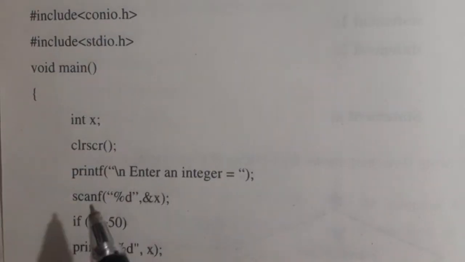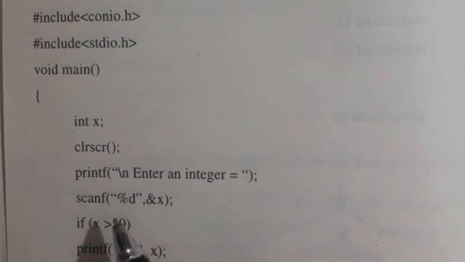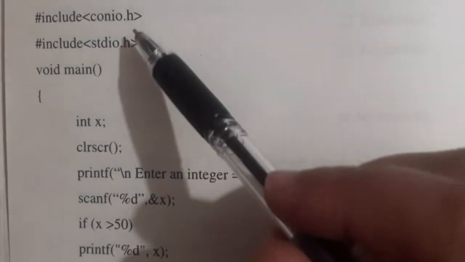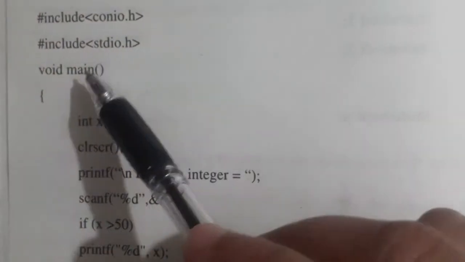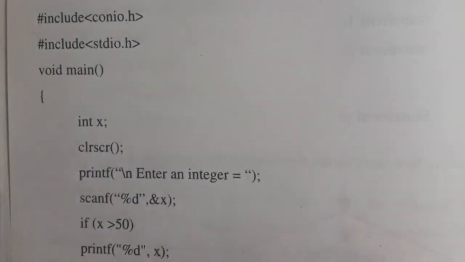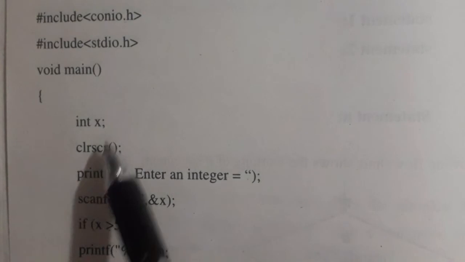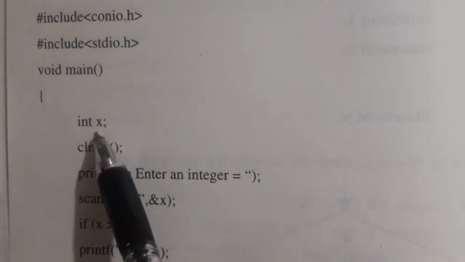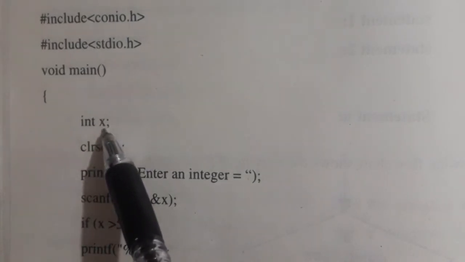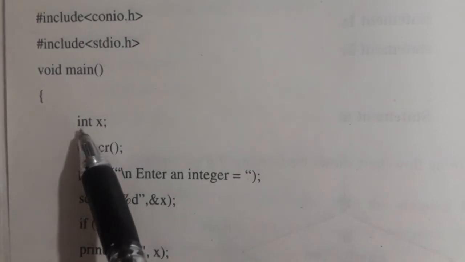Consider this simple program for relational operators. These are the preprocessor directive, the main function, and this is the body of the main function. These are the three components of a program. This is the declaration of a variable. The name of the variable is x and the data type is int.